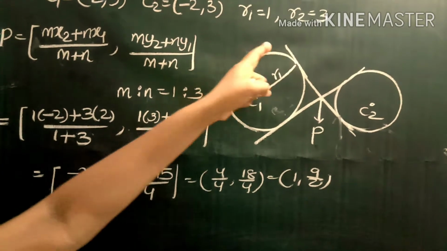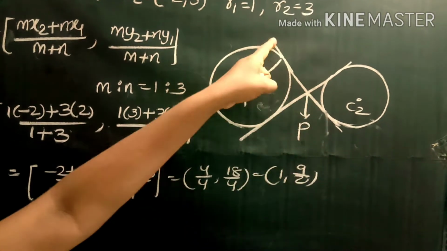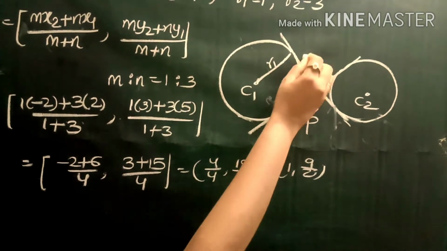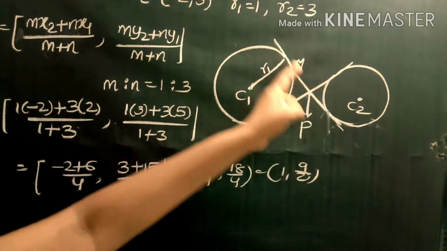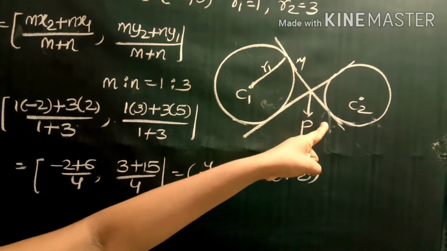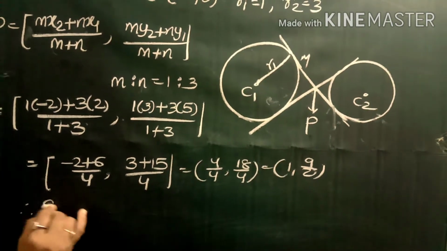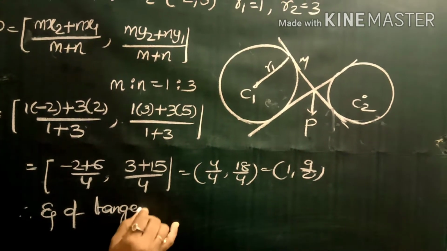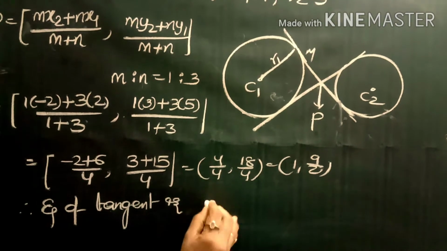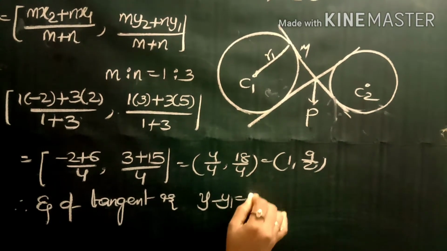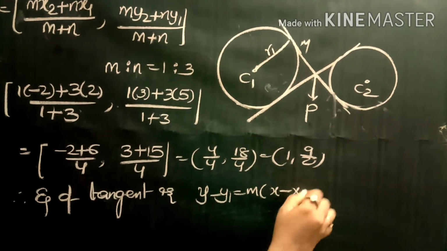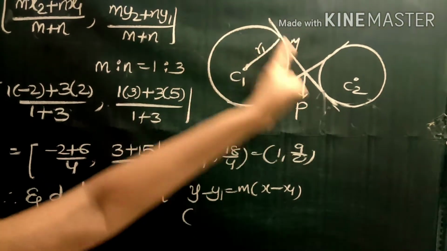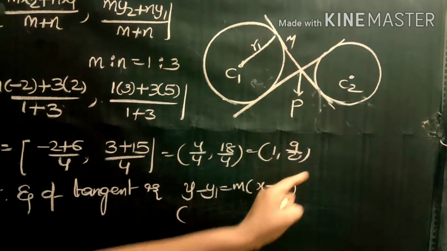Now find the equation of the transverse common tangent. That means we want to find the equation of this line. First we take the slope of the tangent as m. Then the equation of the line is y − y1 = m(x − x1). Therefore, the equation of the tangent is y − y1 = m(x − x1). Here (x1, y1) means we are taking the point (1, 9/2). We are finding the equation of the tangent, so the point on the tangent is (1, 9/2).